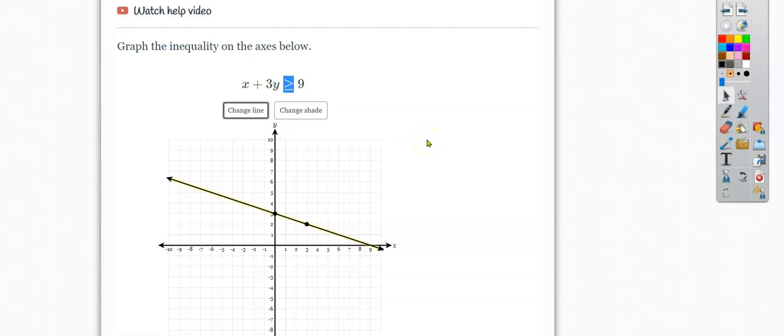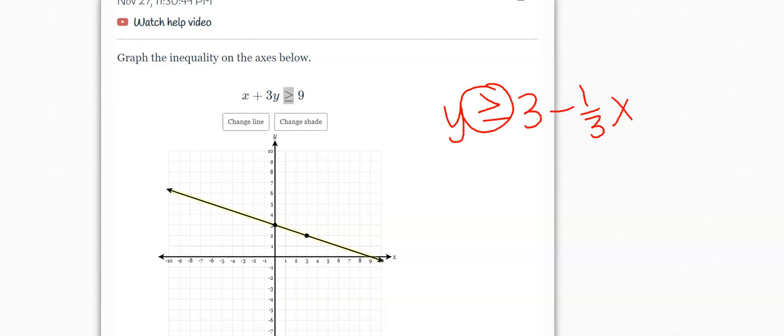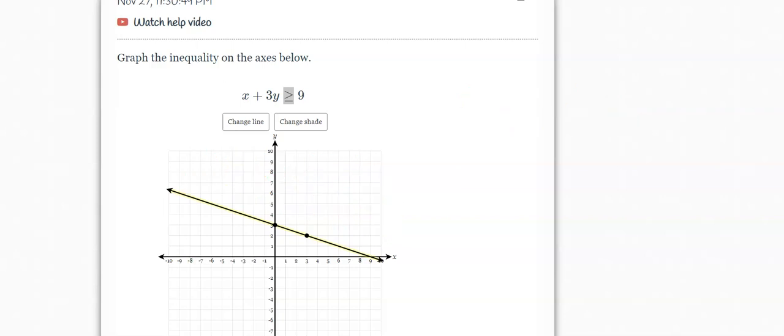And now what we have to decide is, when I had my sentence here, y is greater than or equal to 3 minus 1/3 x, that all of my answers have to be greater than the line, or above this line. So that would be this area here. That is greater than the line. That would be above the line.